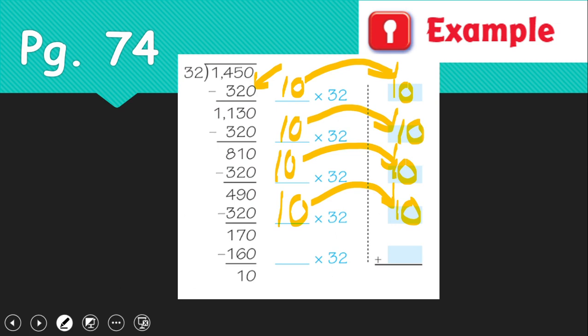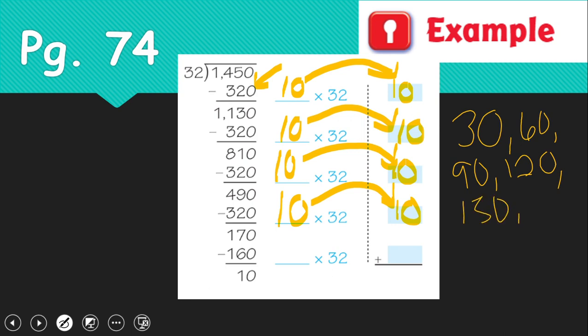32 times a number gives me 160. So I'm going to go ahead and do some simple estimation. I'm going to round 32 to 30, and I want to find a number that's close to 160. So I'm just going to count by 30s. 30, 60, 90, 120, 150, and then I think I'm going to stop there. So 150 is close to 160. So that's 1, 2, 3, 4, 5 times. So I'm going to multiply 32 times 5 to verify that is correct.